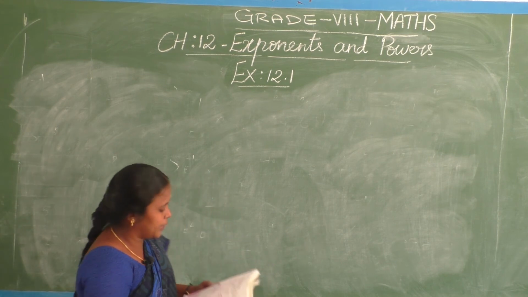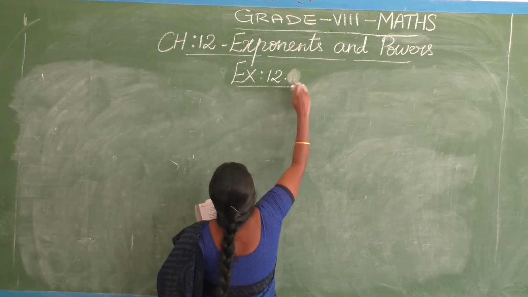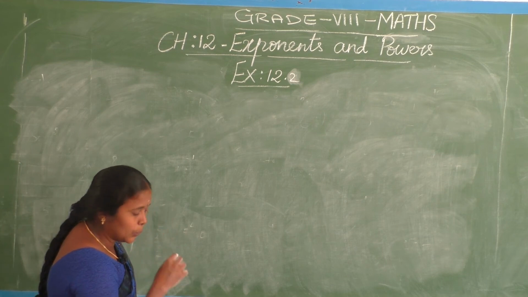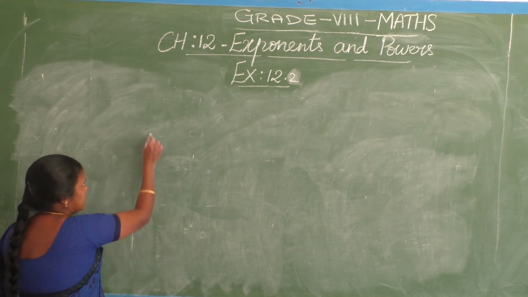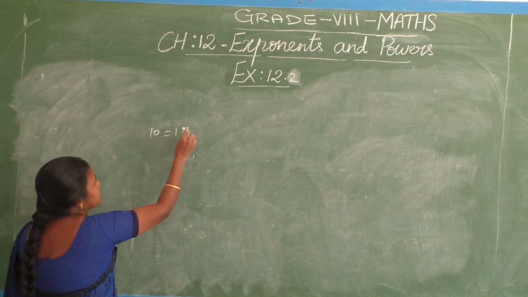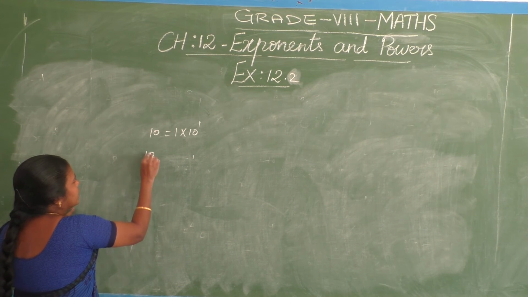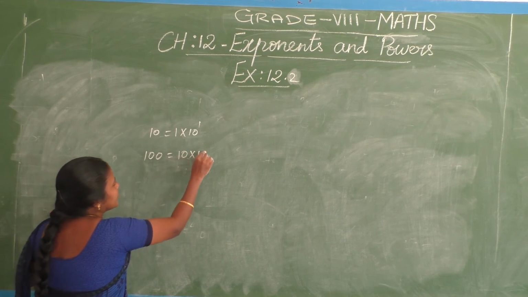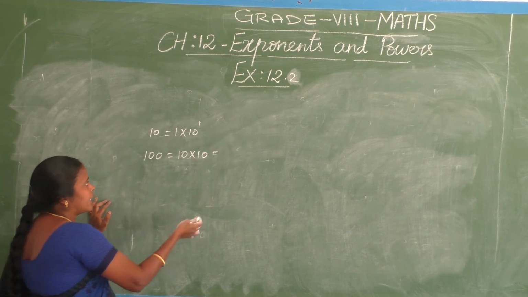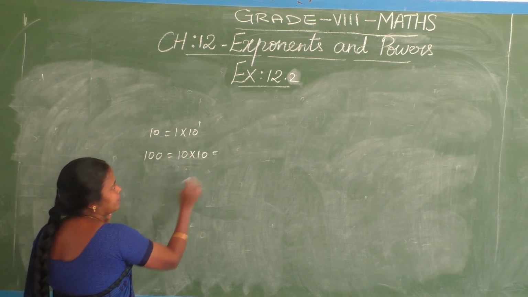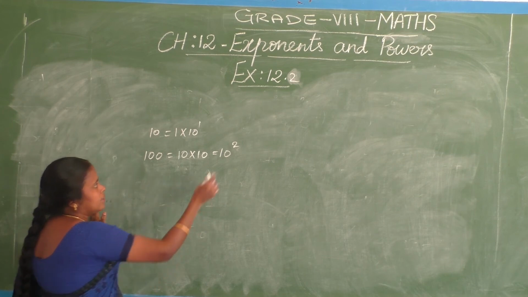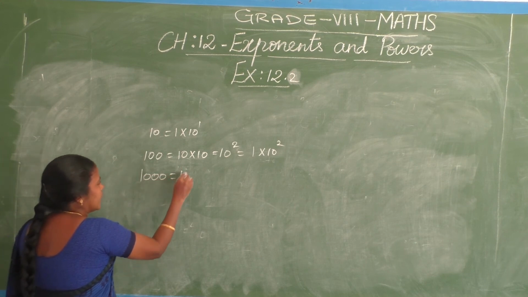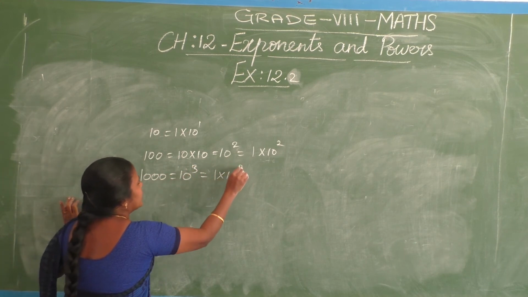See, exercise 12.2. Before going to this exercise, I am introducing how to write larger numbers easily using exponents. For example, 10 can be written as 1 into 10 power 1. 100 means 10 into 10, no? At the beginning of the class I explained it. Again I am telling, 100 can be written as 10 into 10, 10 square also correct. We can write 1 into 10 square, that is also correct. 1000 is 10 cube, can be written as 1 into 10 cube.